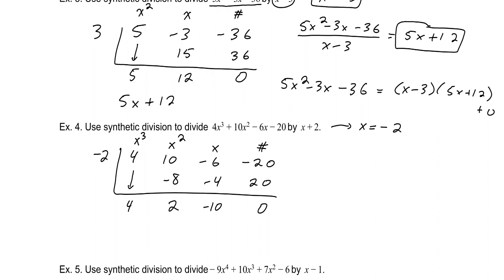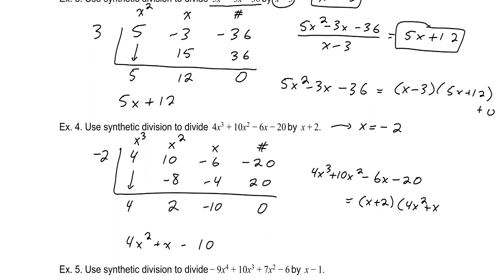This divides evenly. And our solution is 4x squared plus 2x minus 10. And again, written in our division algorithm form, that would be that 4x cubed plus 10x squared minus 6x minus 20 equals our divisor, x plus 2, times our quotient, 4x squared plus 2x minus 10.